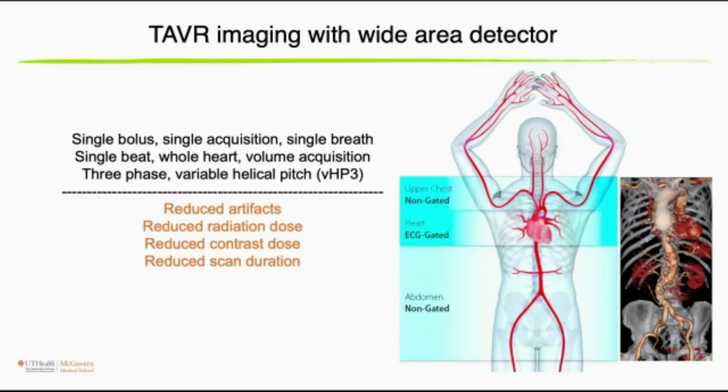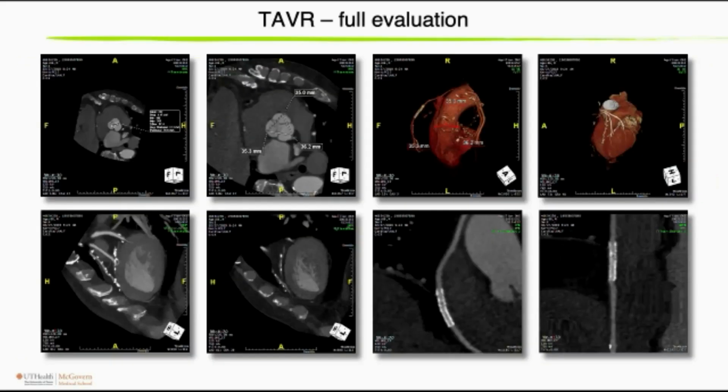Using a wide area detector scanner, we use 3-phase variable helical pitch scanning in a single bolus with a single breath hold, one acquisition, very low artifacts, low radiation dose, low contrast dose, and reduced scans with typically very good vascular attenuation. A full TAVR evaluation can be extremely complex sometimes, or sometimes it's simpler.